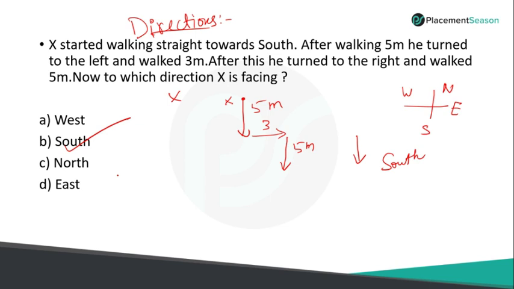Very simple one. So in directions, you have to draw the route map based on the information given in the question. Clear? Then it will be very easy.